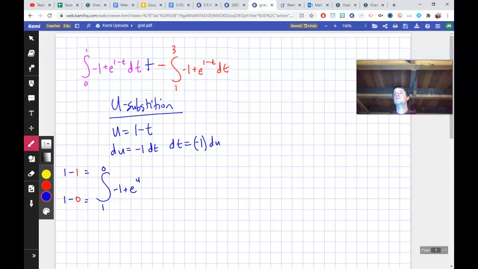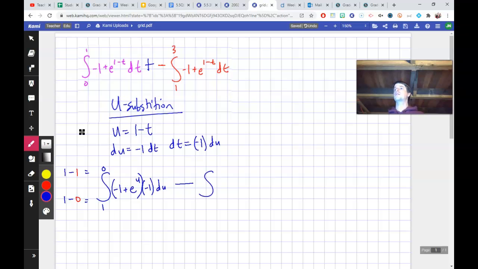Let's see, the -1 is still going to be there, e to the u. And then instead of dt, we're going to put -1 du. So be careful that the -1 gets multiplied by everything here. So I might want to throw a parentheses in there so I don't miss that. Come on over here, we then have plus, negative, or just minus.